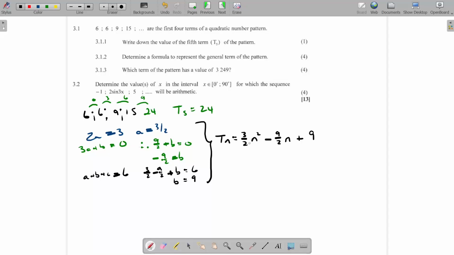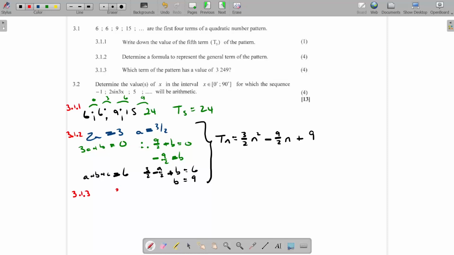Put in the number 1, we're going to get 3 over 2 minus 9 over 2 plus 9, which does in fact equal 6. And that makes me feel slightly happy that we have got the correct value. So which term of the pattern has a value of 3,249? That's a typical London, New York sort of sum. Where we're doing the reverse now. We are now given a value and being asked to work with it.